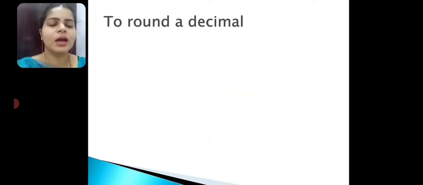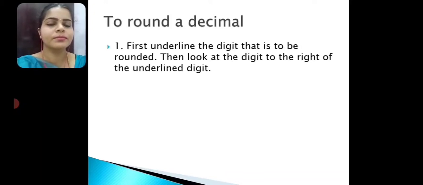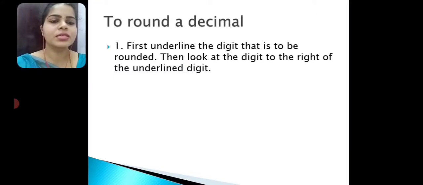Now, let us learn how to round a decimal. First, underline the digit that is to be rounded. Then, look at the digit to the right of the underlined digit.